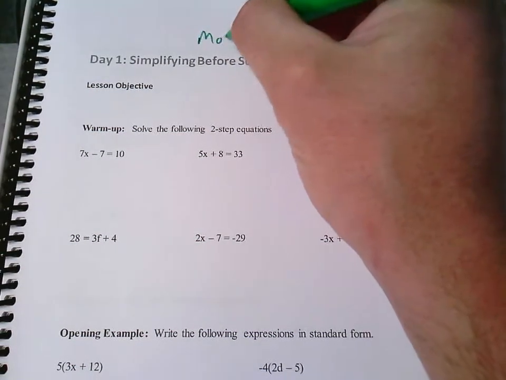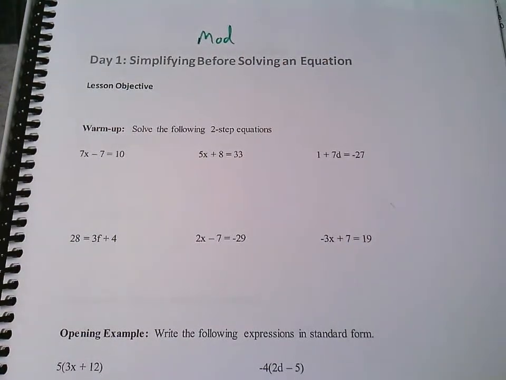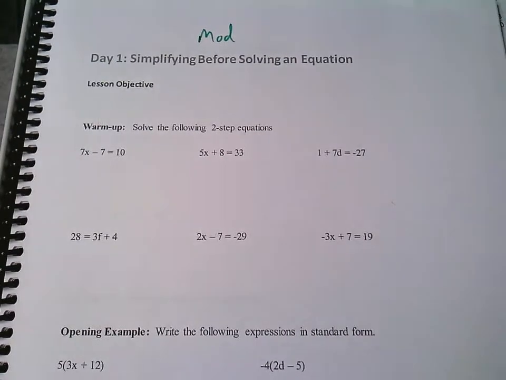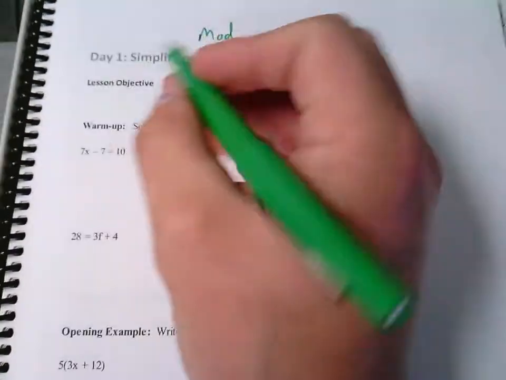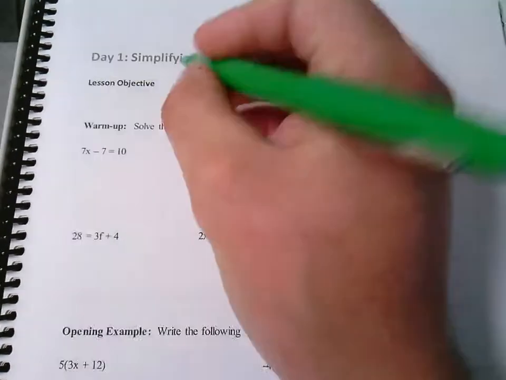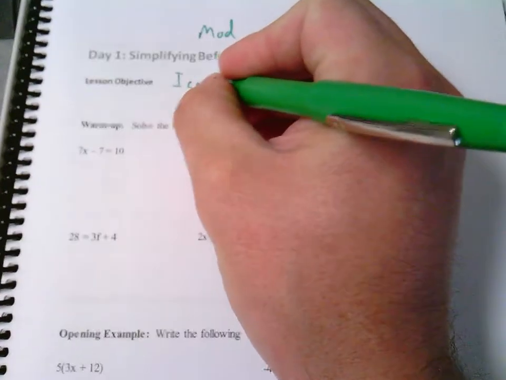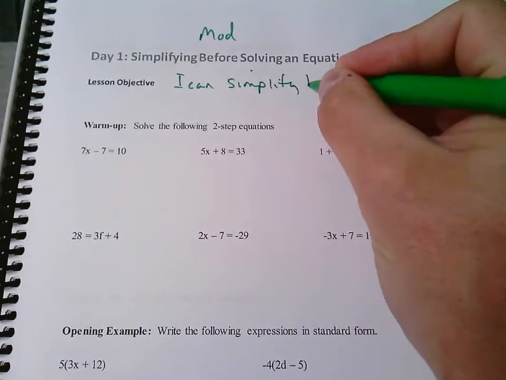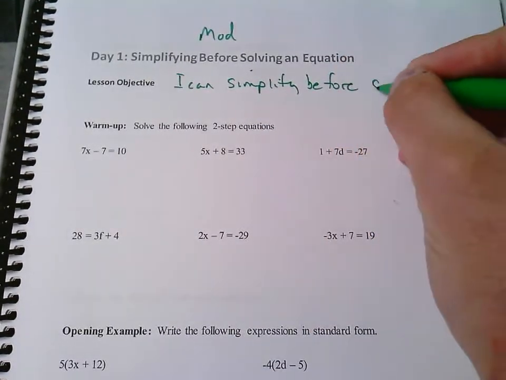We've got Mod 6, which is what we're going to finish up this year. This is preparation for what you will be starting off with when you start 8th grade math next year. In day 1, we're going to talk about how we would simplify before solving an equation. So the lesson objective would be: I can simplify before solving.